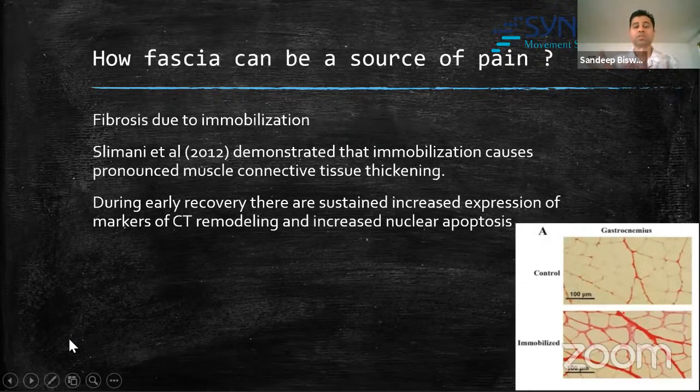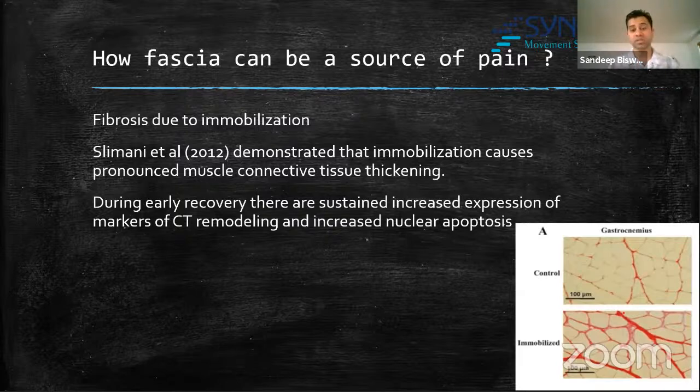Okay, so how can fascia become a source of pain? Fibrosis, again, as I said, there are 2 types, fibrosis and densification. The fibrosis can happen due to 2 reasons. The first is due to immobilization. So suppose a patient comes to you post-surgery, and the patient is immobilized. What happens? There is a change at the connective tissue level. So there might be excessive production of type 1 collagen. Okay, what it will do is thicken the fascial layer.